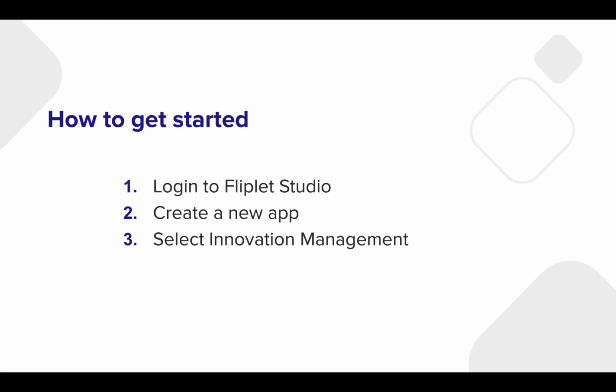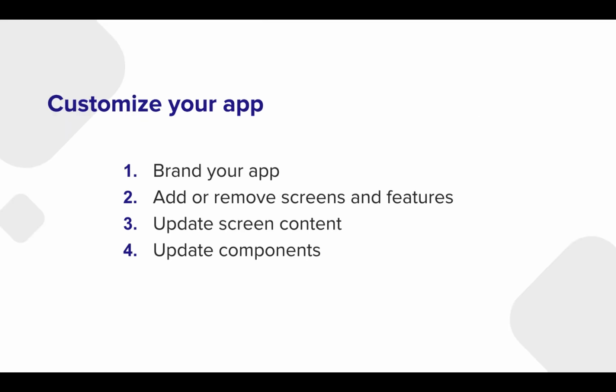So to get started, log into the Fliplet Studio, create a new app and select the Innovation Management template. Once you have added the app to your account, you may want to look at branding your app. You can customise the appearance to suit your brand guidelines or your own personal style.